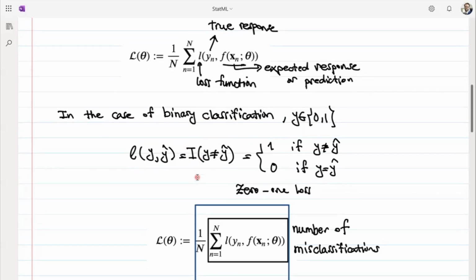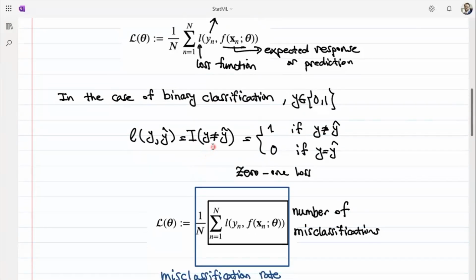This is the indicator function of y not equal to y hat. So what does the indicator function do? If the statement that we have here is true, then we get 1, and if it's false, we get 0. If it's true, it means that y is not equal to y hat, so the true and predicted outputs are not the same. And if this is false, it means that y and y hat are actually equal. So that's the if condition that we have here.